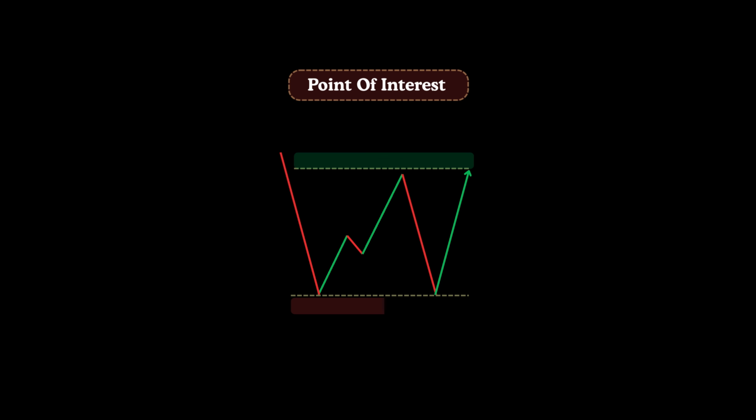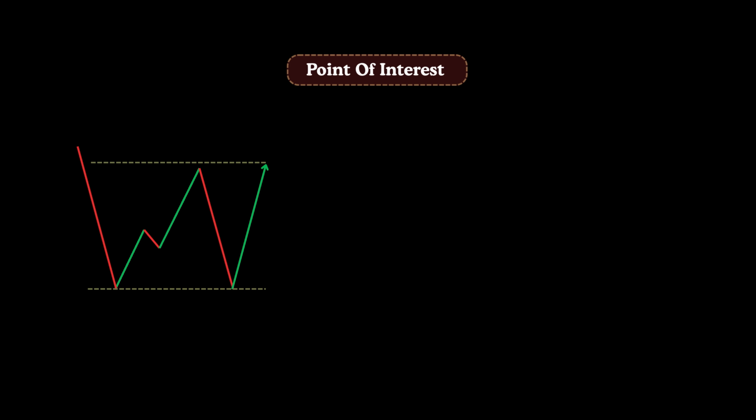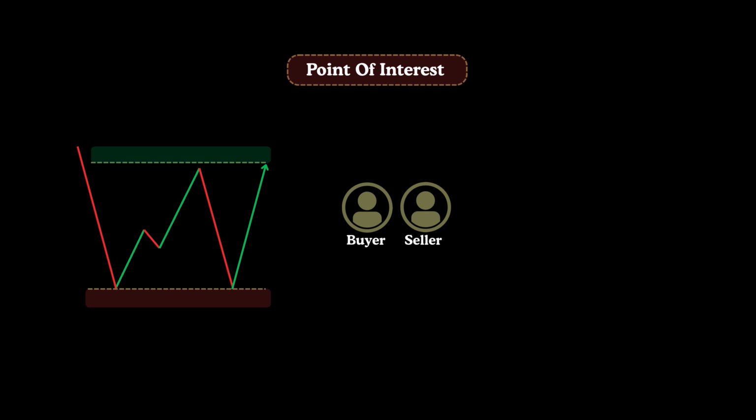Now, what exactly is a point of interest? Let's quickly understand this as well. Points of interest are those zones on a chart where buyers and sellers are the most active, meaning they show a strong desire to take positions. In other words, these are levels where traders prefer to execute trades rather than anywhere else on the chart.